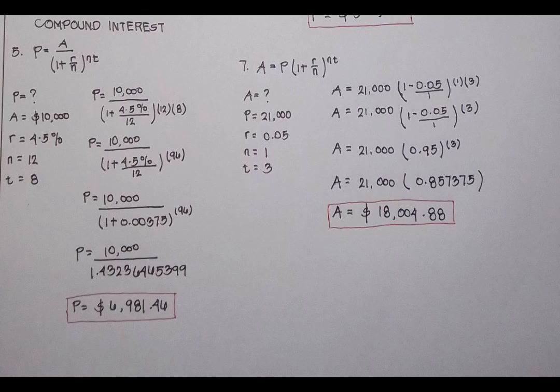Number 7. A is the missing. So A is equals to P times 1 plus R over N raised to the power of NT. So A is equals to 21,000, 1 plus negative 0.05 over 1 raised to the power of 1 and 3. So A is equals to 21,000. So we need to divide 0.05 divided by 1, minus 1 is equals to 0.95. And the power, 3 times 1 is equals to 3. So 3 is the power. So A is equals to 21,000.